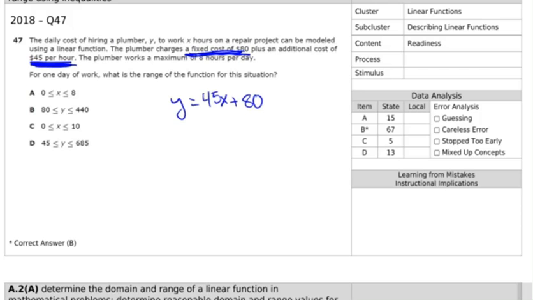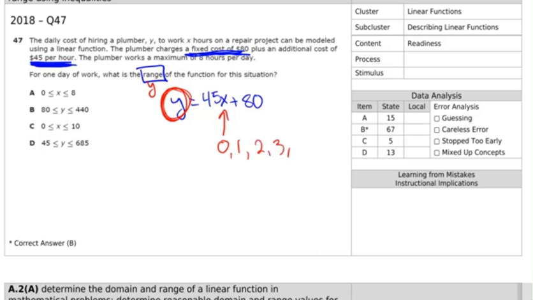And so it's saying, what is the range? So we're thinking that range is Y, so we're asking for these values. What would be the reasonable outputs of this problem? Well, what are the hours that we could work? Could we work 0 hours? Sure. Could we work 1 hour? Sure. 2 hours? Sure. 3 hours?